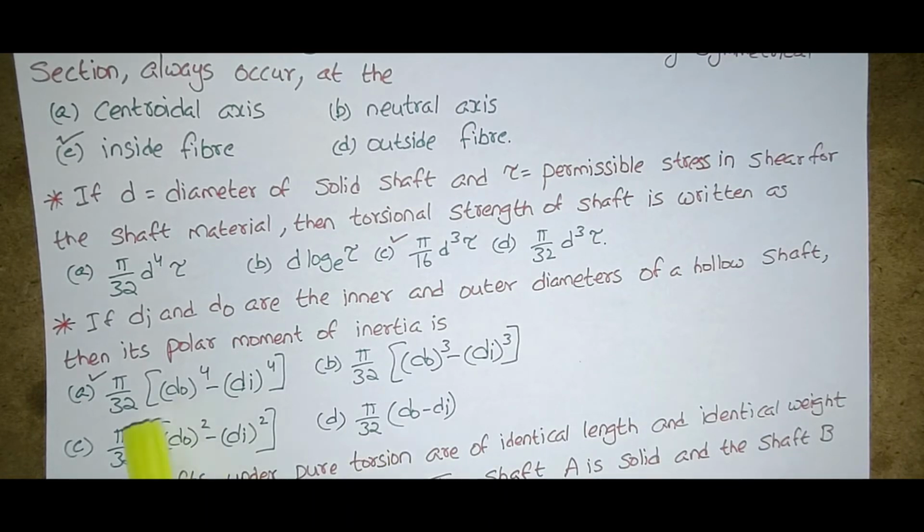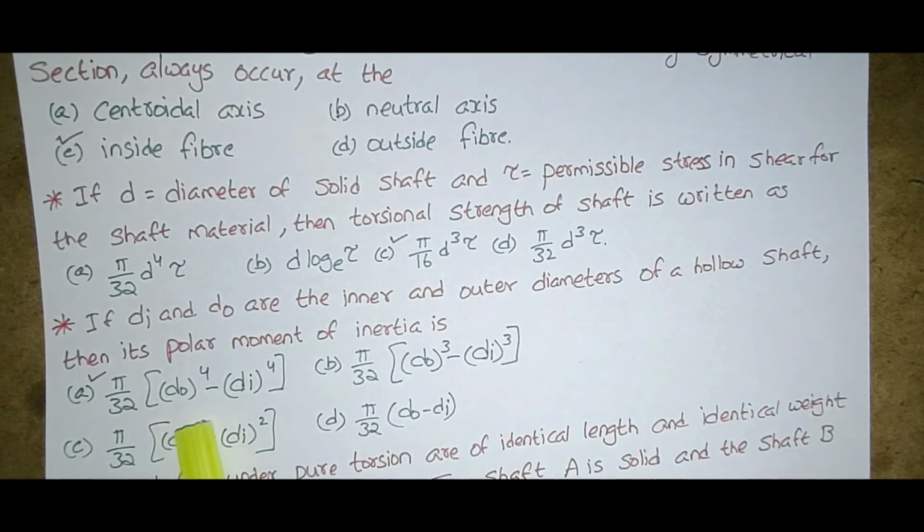So the correct option is pi by 32 into d naught to the power 4 minus di to the power 4, right? If d1 and d2 are the inner and outer diameters of a hollow shaft, then its polar moment of inertia is pi by 32 into d naught to the power 4 minus di to the power 4.